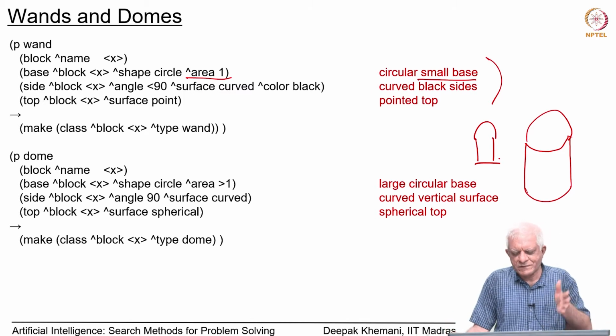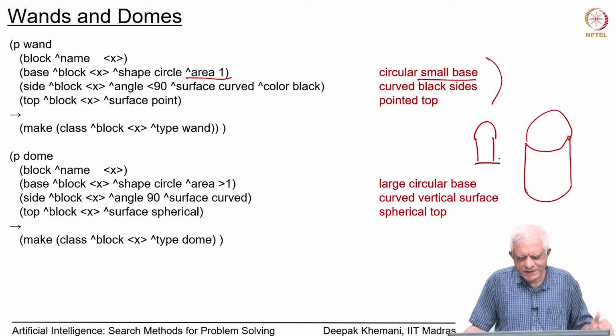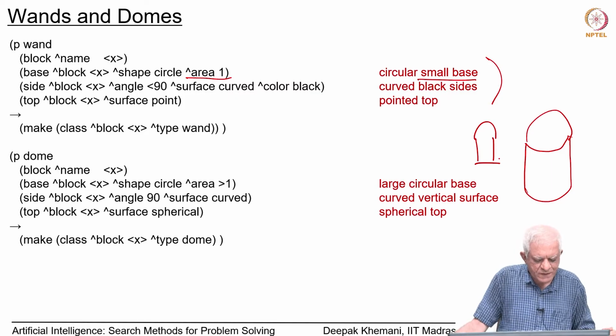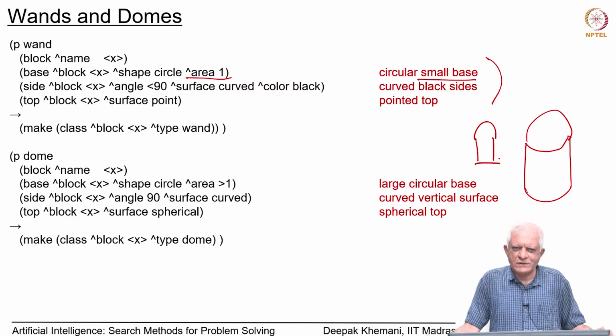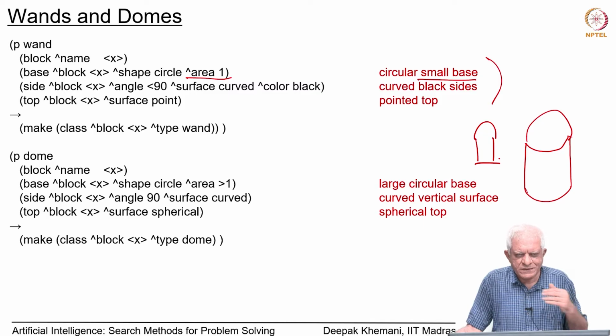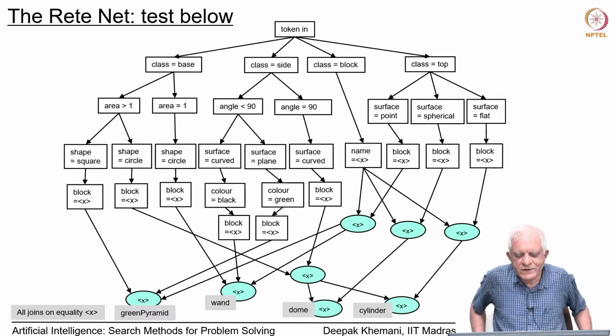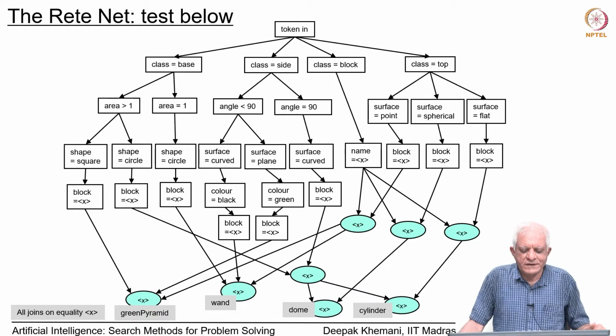It is a dome which has got vertical walls, flat base, and a spherical top essentially. Supposing we had these 4 rules and we construct a Rete network for them, how would it look? So, here is a Rete network that we have.